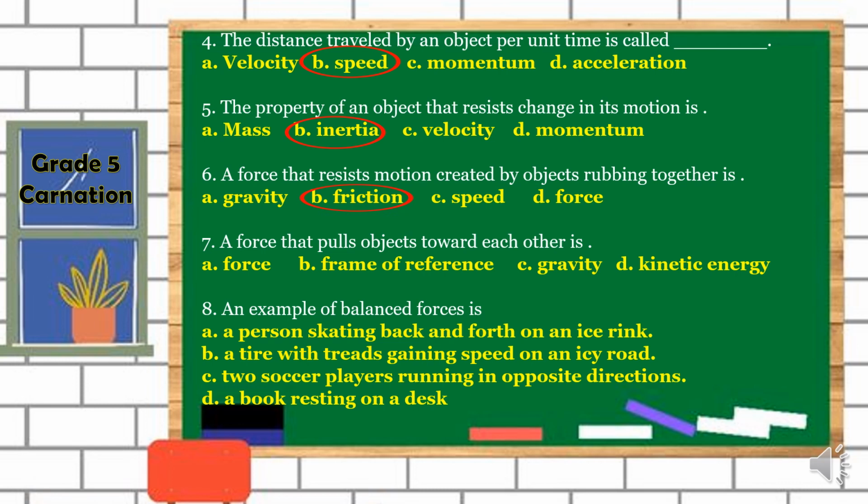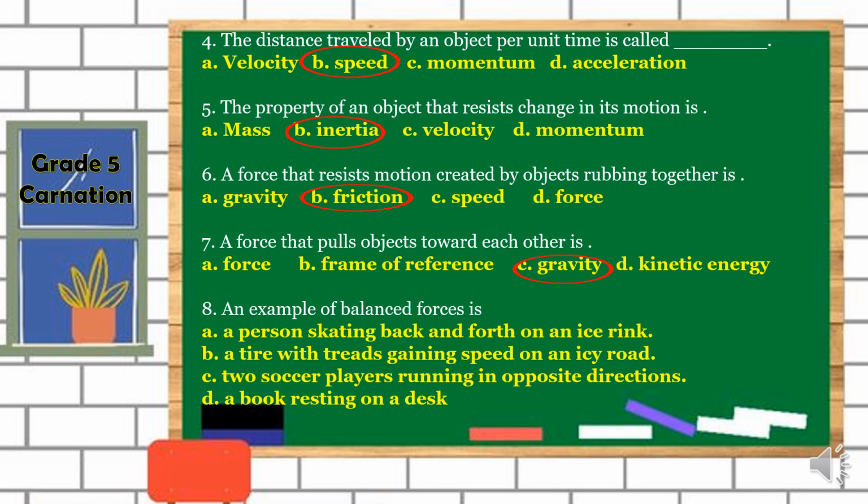Number 7. A force that pulls objects towards each other is blank. A, force, B, frame of reference, C, gravity, or D, kinetic energy. The answer is letter C, gravity.